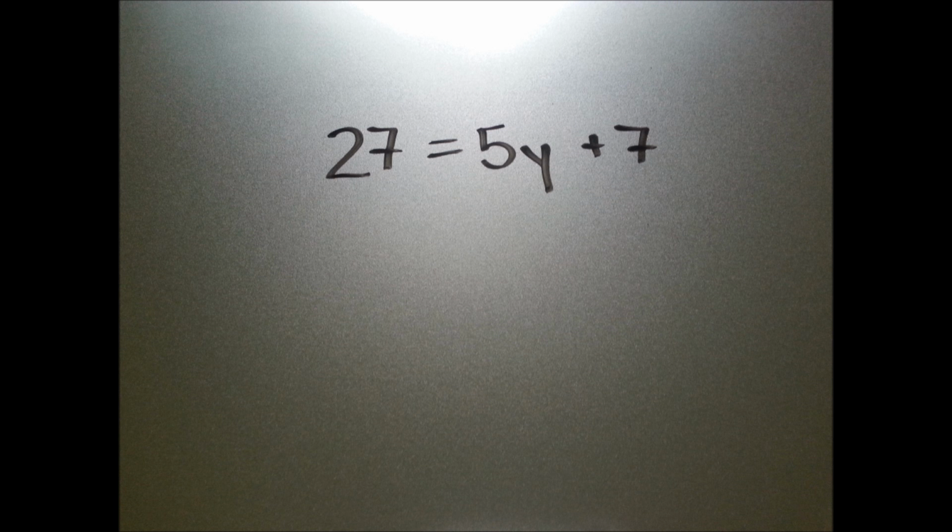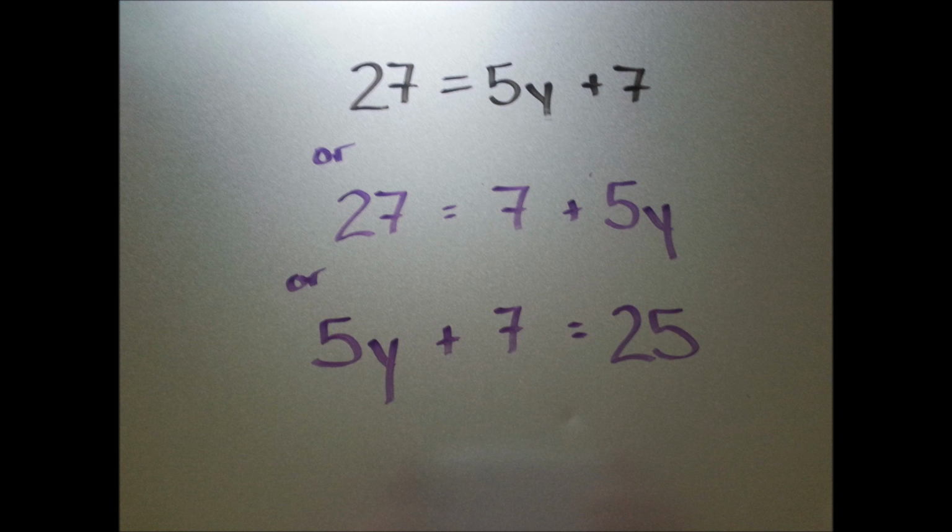This equation is a fairly straightforward one, but sometimes it makes students a little bit uncomfortable that the variable is over on the right-hand side. Keep in mind with our commutative property, we can write this equation in several different ways. 27 could be equal to 5y adding 7, or it could be equal to 7 adding 5y, and it doesn't matter which piece we put on the left-hand side of the equal symbol and which piece we put on the right-hand side of the equal symbol.